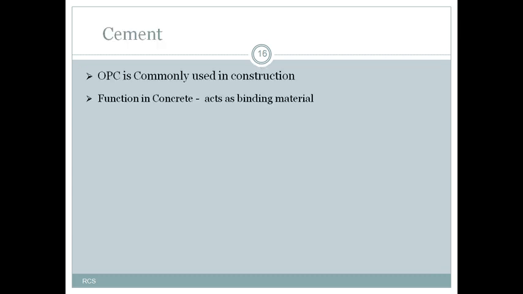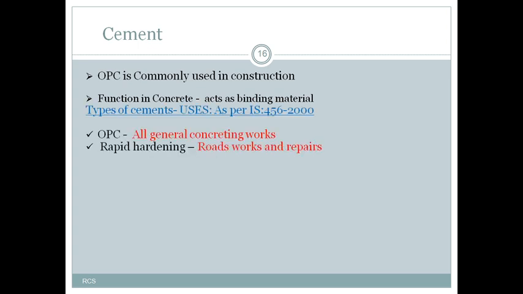Next ingredient of concrete is cement. As we know, the main function of cement in concrete is that it will act as a binding material. That means it will bind the aggregates, coarse aggregate and fine aggregate, with reaction with the water.